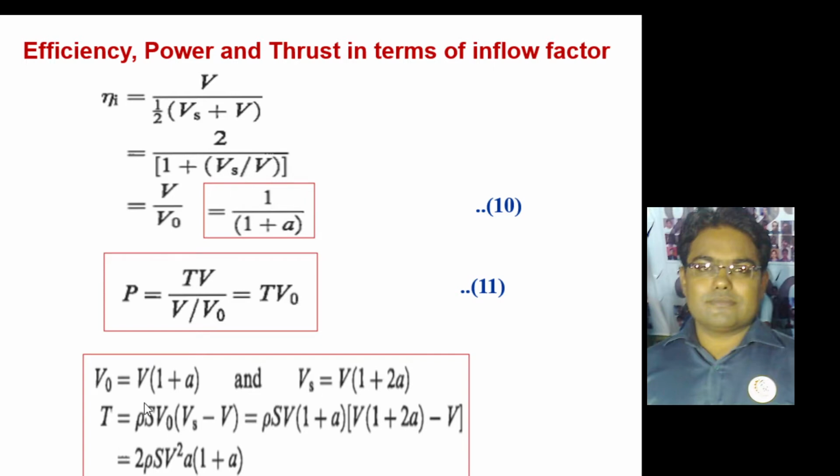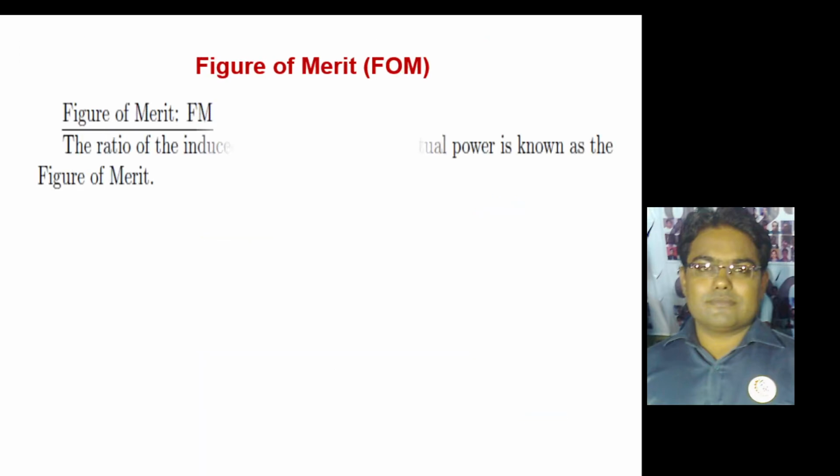So thrust is nothing but mass flow rate into (Vs minus V). Substitute the value of V naught here, and Vs in terms of A. If we solve this, we get thrust equal to 2 rho S V square A (1 plus A). This is the equation of thrust. This is equation number 12. Next, the figure of merit.